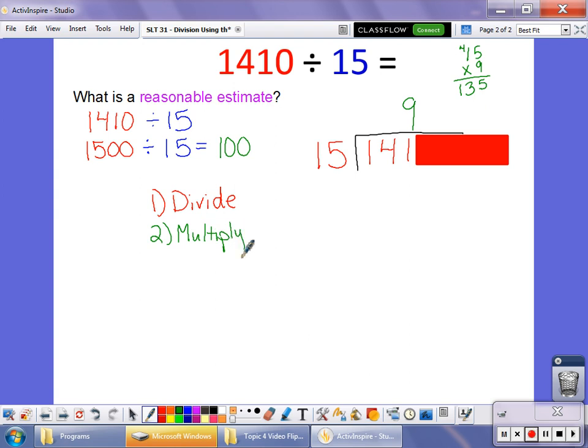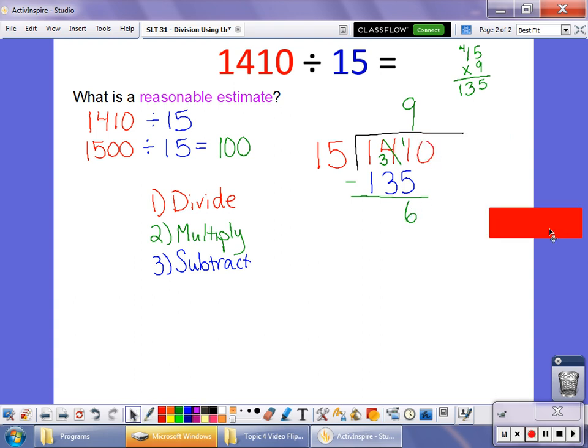Now step 2, remember, is to multiply. So now I've already done the multiplication off to the side here, so I know 9 times 15 is 135. My next step is going to be to subtract. So I will subtract 141 minus 135, and I'll get 6. And my last step is to bring down. And I am going to bring down this 0.